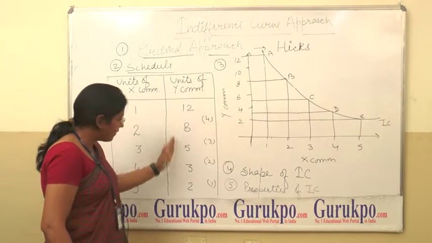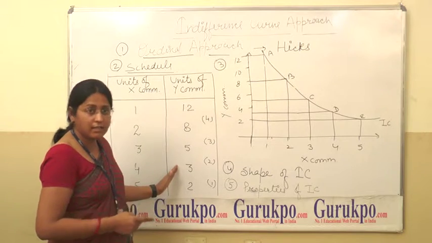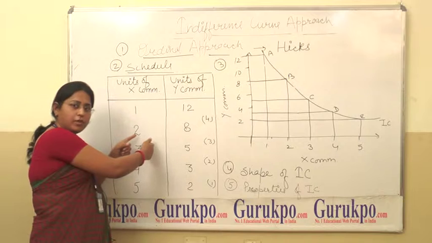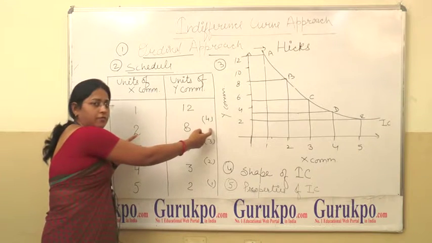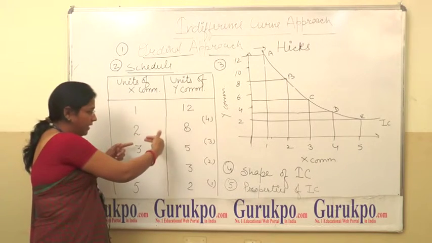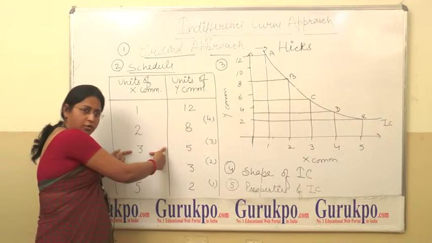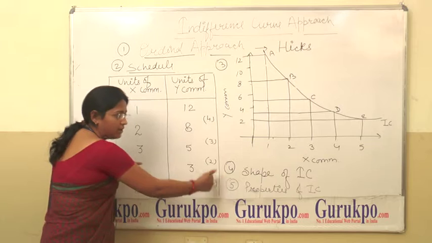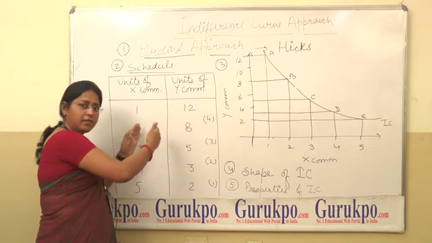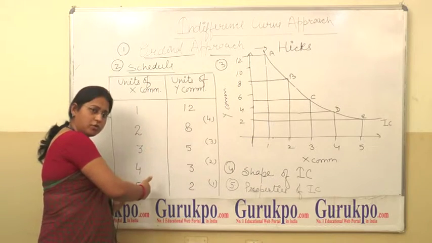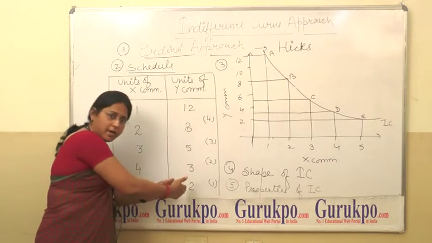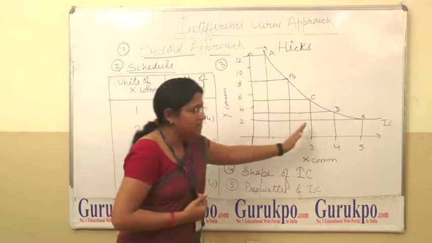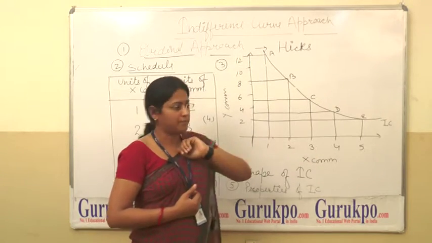We are sacrificing the Y commodity, and the rate of this sacrifice is diminishing. Initially, to consume 1 more unit of X commodity, we are sacrificing 4 units of Y commodity. Again, to increase 1 more unit of X commodity, we are sacrificing 3, then accordingly 2 and 1. So as we consume more units of X, the sacrifice of Y commodity is diminishing. That's why the shape of the IC is convex to origin.